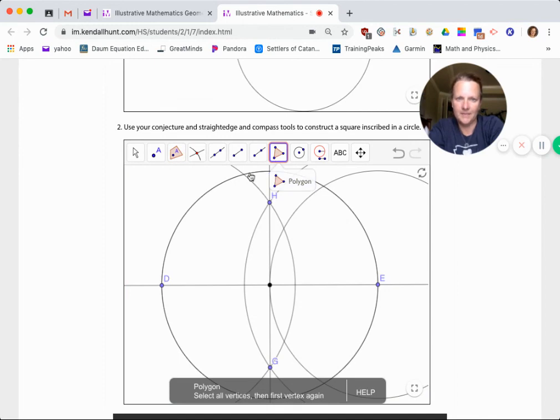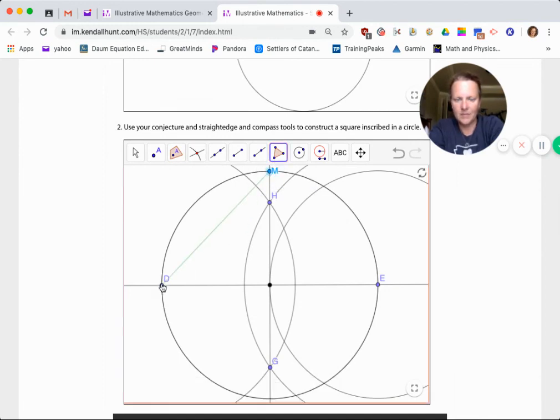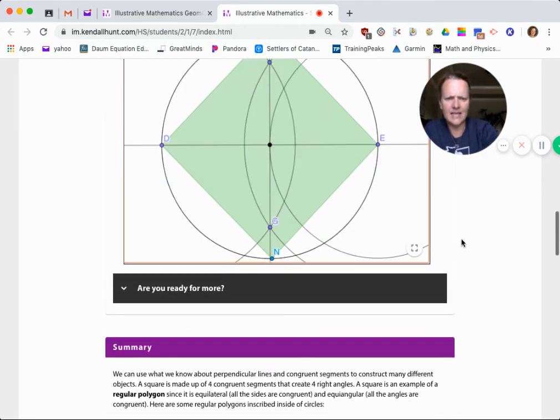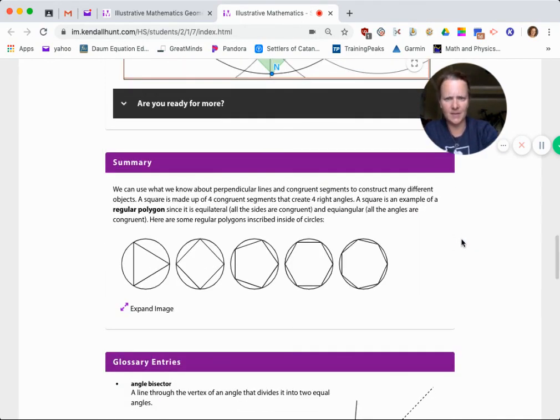Okay, so let's just make our polygon. Beautiful. We just made a square inside of a circle. Very exciting, isn't it? All right, let's see. I think that was it. Yep, there's your summary.